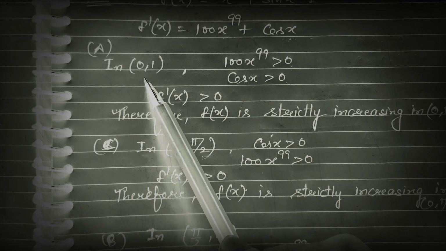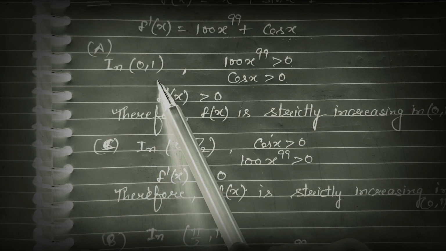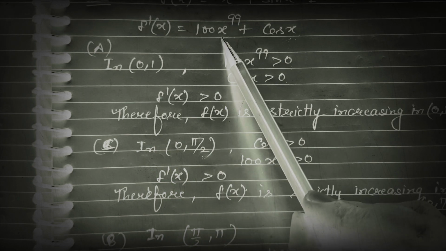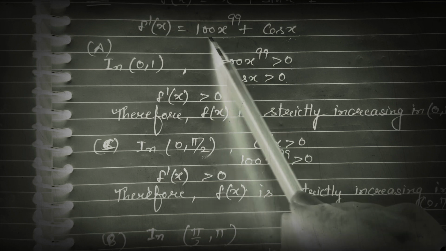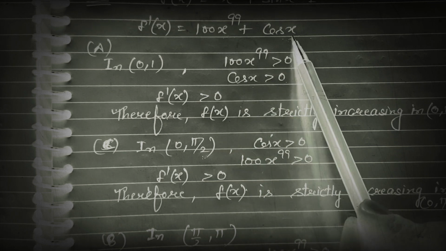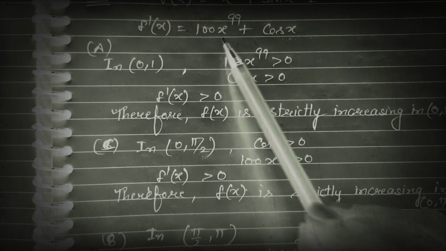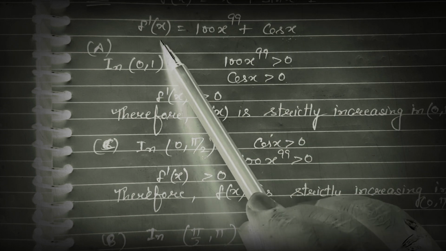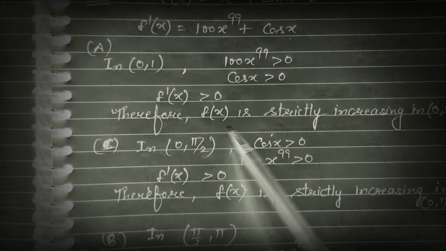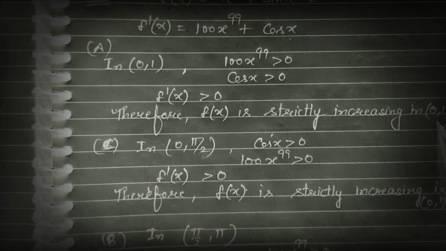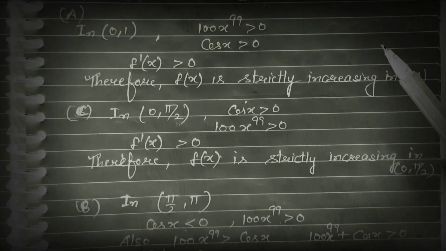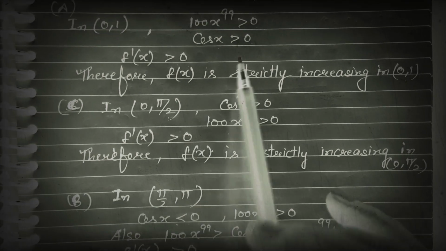Firstly, we will take first interval 0 to 1, between 0 and 1. We know that in 0 and 1 x is positive, so it is positive value, and in 0 and 1 cos x is also positive, so both are positive, so f dash x is positive. That means f(x) is strictly increasing in 0 and 1. So that means first part is not correct.